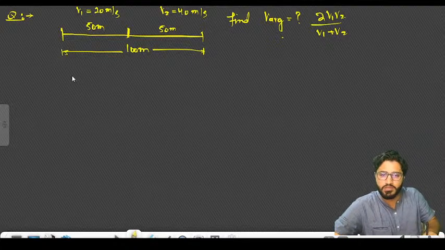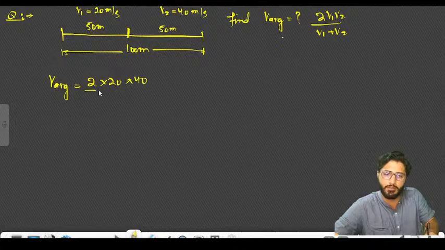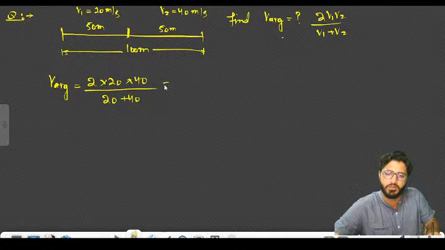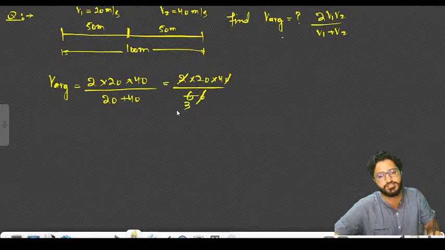Okay, look now. I hope you have applied the same formula. It is 2 times V1 times V2, divided by V1 plus V2. V1 is 20 and V2 is 40. So I can write 2 into 20 into 40, whole divided by 40 plus 20, which is 60. Zero, zero cancel out. 2 ones are 2, 2 threes are 6.